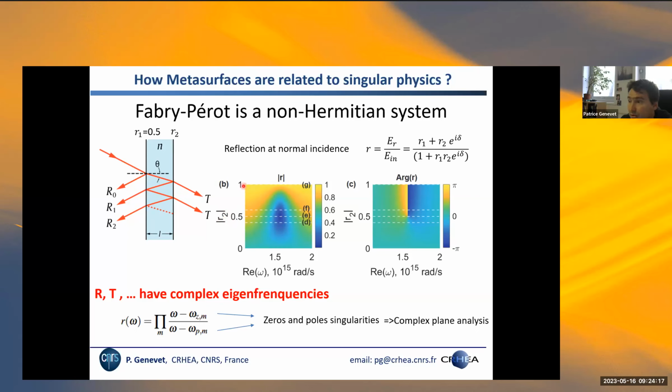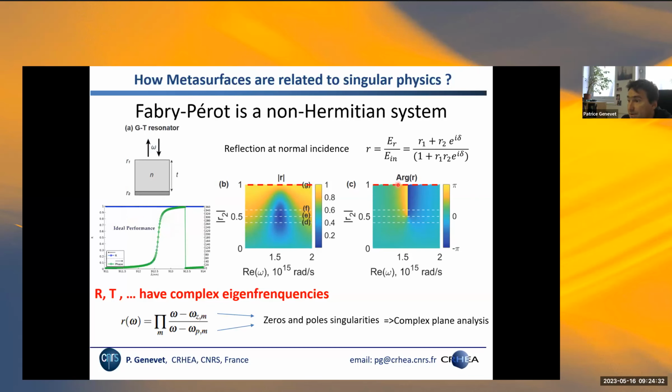And you see, when R2 is equal to unity, so when the light is fully reflected, then you have a unity reflection amplitude for all of the spectral range of interest. And it looks like there is no resonance, right? But if you look at the phase, you see that now you have a phase jump that covers essentially 2 pi. This is what people call in photonics a Gires-Tournois resonator.